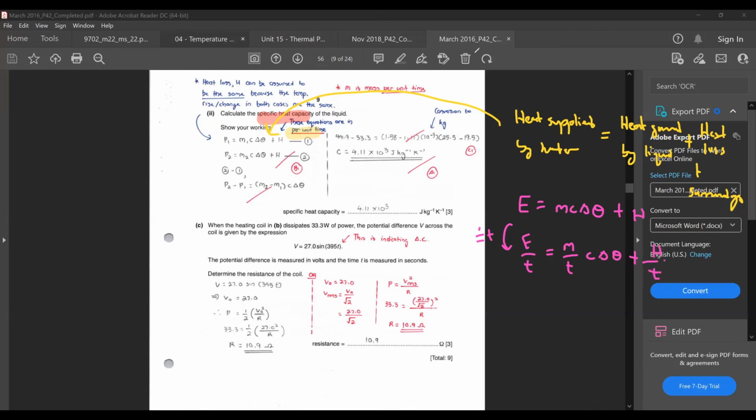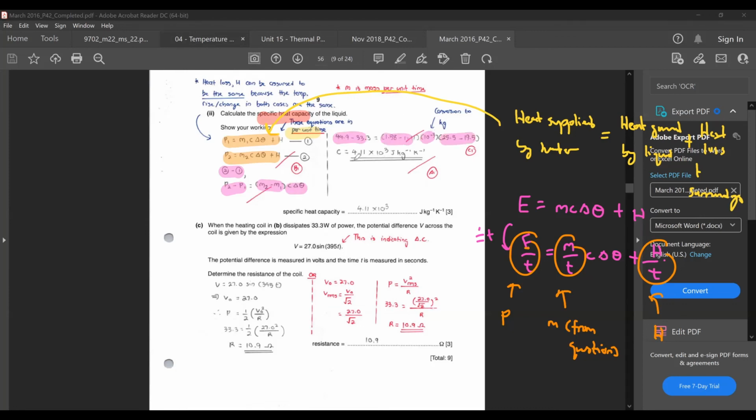But coincidentally, E over t is already your power. And if you look at the question, mass per unit time is actually m itself. That's why here I can write them like this. For the first situation, P1 equals m1 c delta T plus H. P2 equals m2 c delta T plus H. Yeah, this one also H over t, I actually just wrote it as H now. It doesn't matter actually because you see they cancel off. So take equation 2 minus equation 1, or equation 1 minus equation 2, it doesn't matter. You get P2 minus P1 equals m2 minus m1 times c times delta theta.